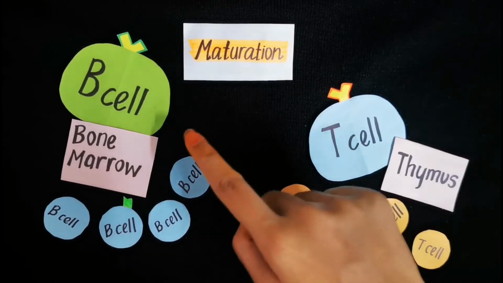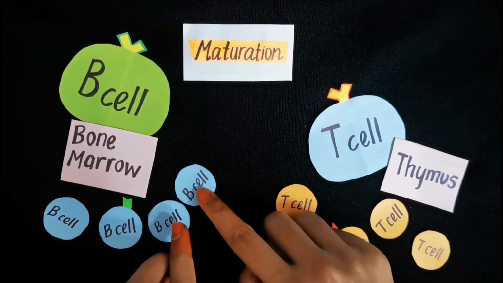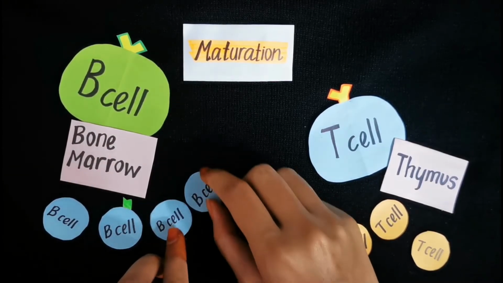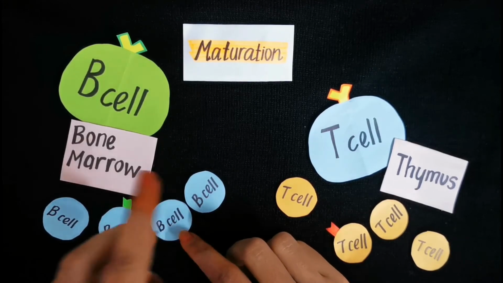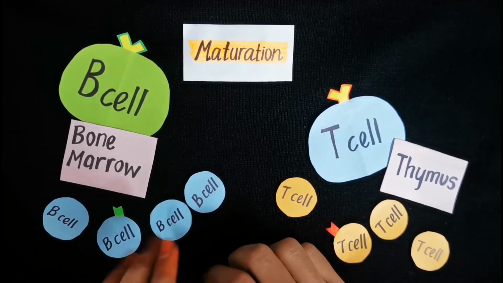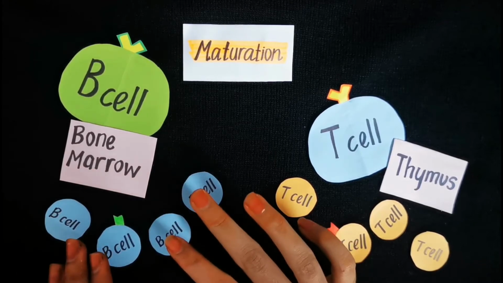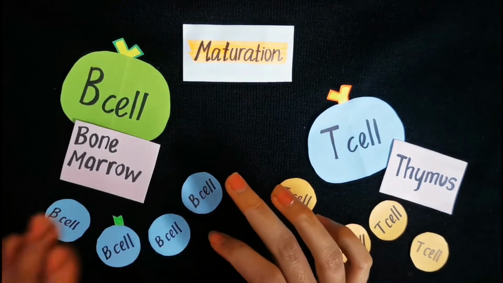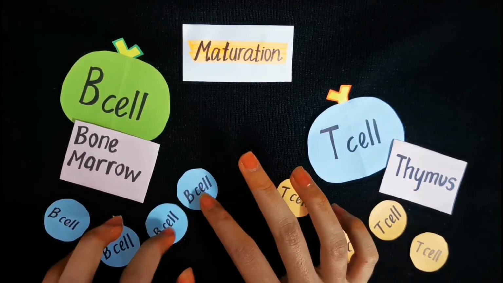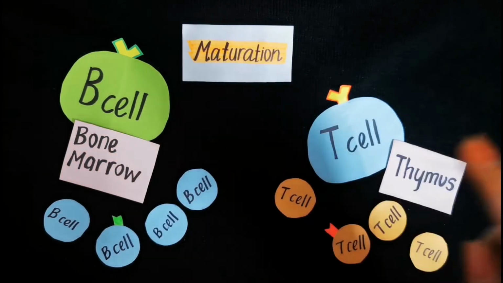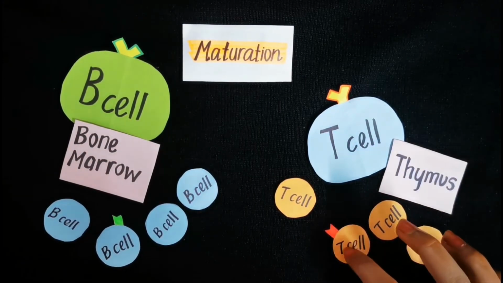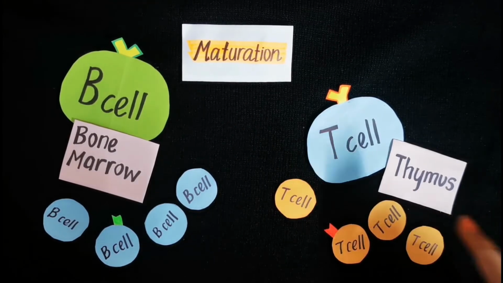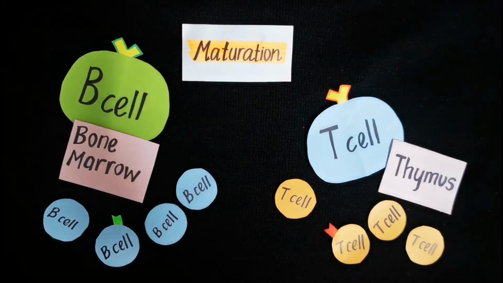To be clear, this B cell does not have the same receptor as this cell. This B cell's receptor is different from this B cell's receptor. Therefore, all of them have unique receptors, including the parent. All the receptors have different and unique patterns. This also applies for T cells. This T cell has a different receptor compared to this T cell and compared to the others, including the parent cell.